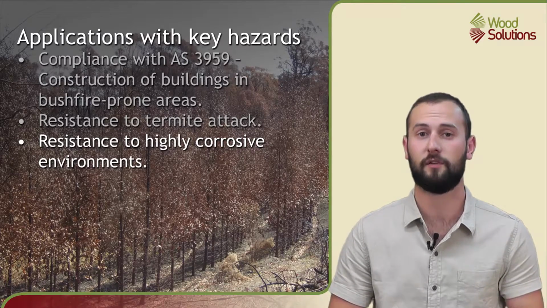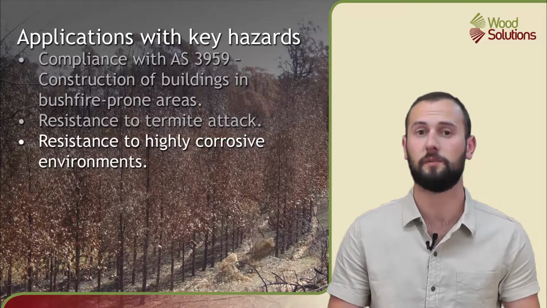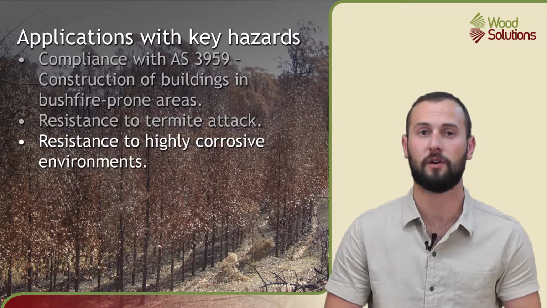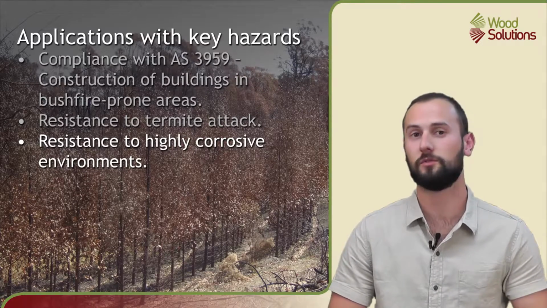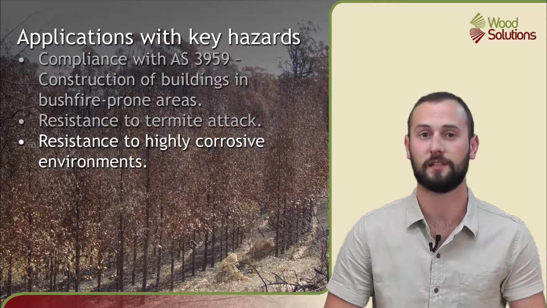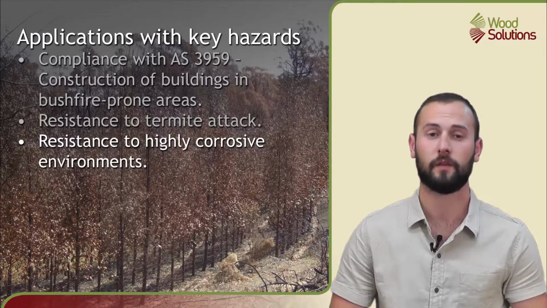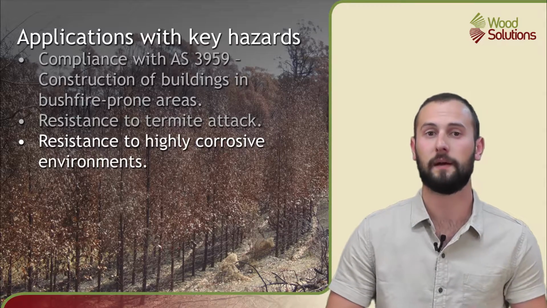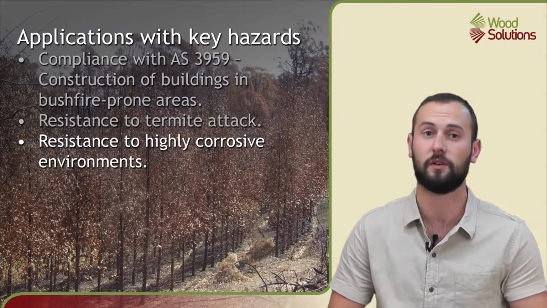Compliance with AS 3959 is regulated and deals with timber and wood products used in the building envelope. So it includes resisting exposure outside, particularly exposure to fire. Resistance to termites is also regulated and affects the selection and supply of timber used inside and outside. Resistance to the highly corrosive environments is not regulated, but is an important consideration of timber and insulation systems outside, especially decking.